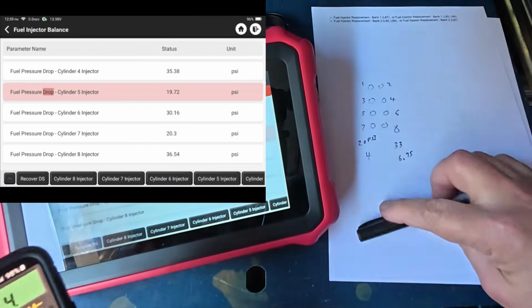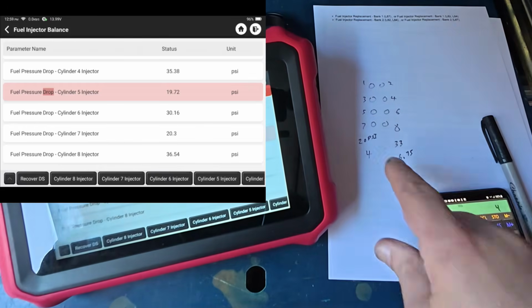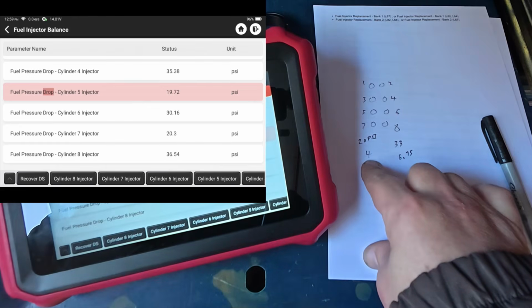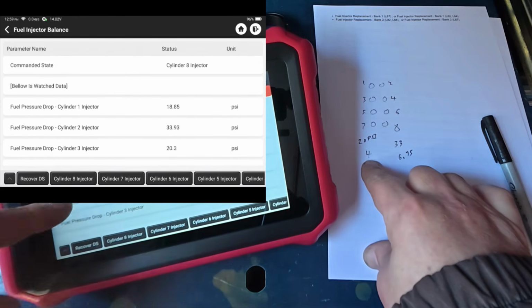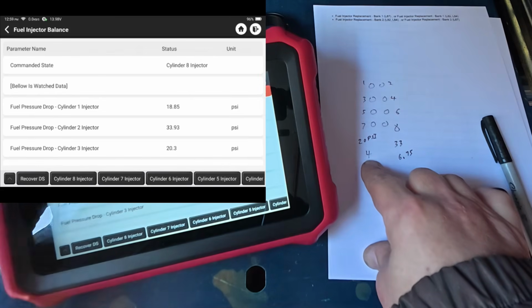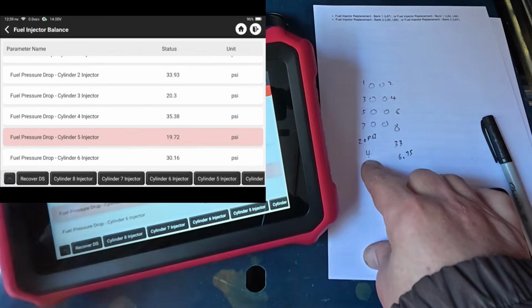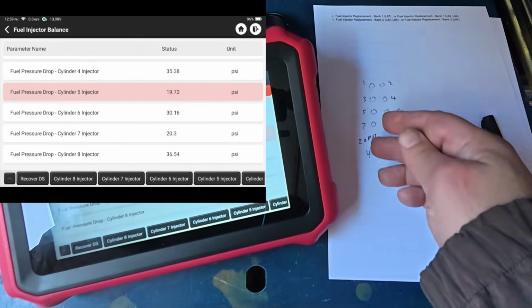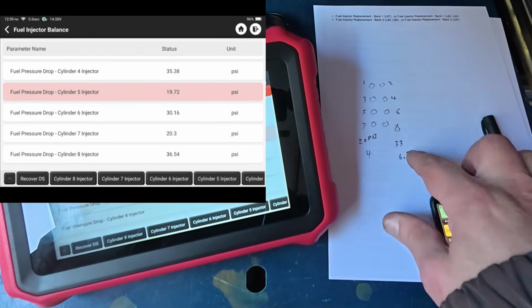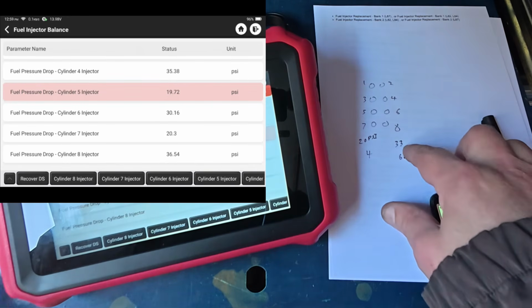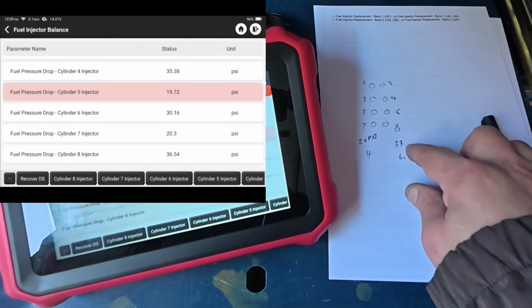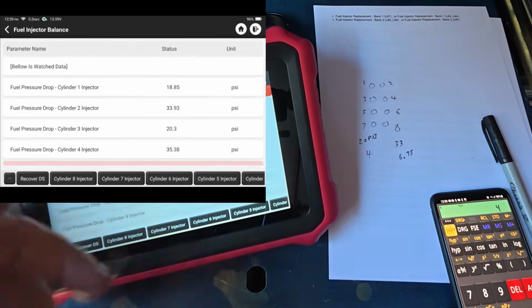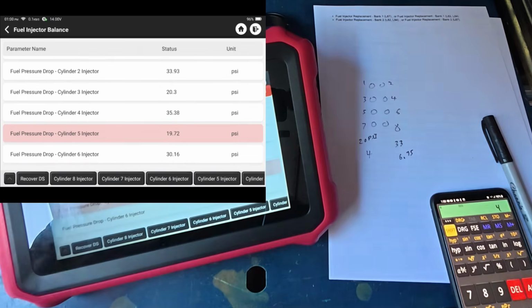So 4 for 20. So basically what that means is, since the average was 20 on bank 1, we can be at 24 or 16. And cylinder 1's at 18.85, so that's within that tolerance, cylinder 3's at 20, cylinder 5's at 19.72, and cylinder 7's at 20. So they're all within plus or minus 4 of 20 psi. This one would be plus or minus 6.75 from 33. So, and you can see that we're all within that spec on bank 2.